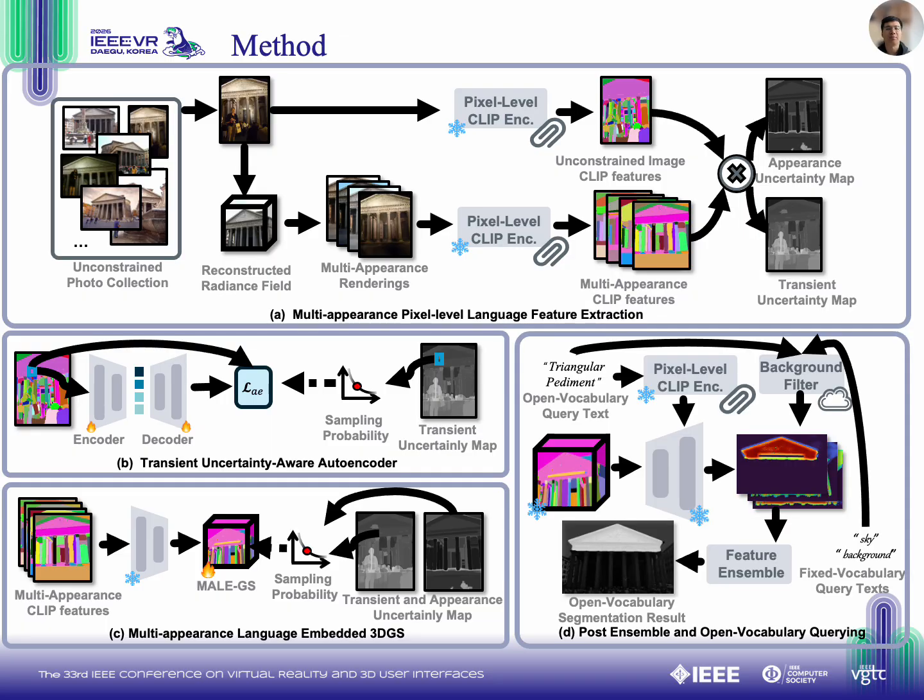Once trained, we perform open vocabulary queries. Given a text query and a specific camera viewport, we first render the feature maps across the multiple appearances. We then compute the score maps by combining these with the text query's CLIP features. Lastly, we apply a novel background filter to suppress the irrelevant outdoor backgrounds, and then we ensemble these score maps to get our final, clean, open vocabulary segmentation results.